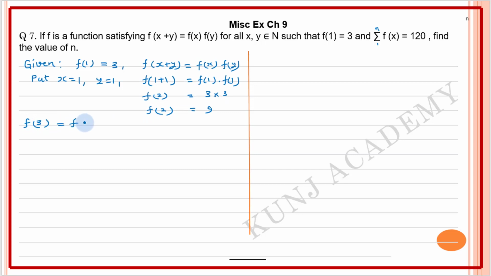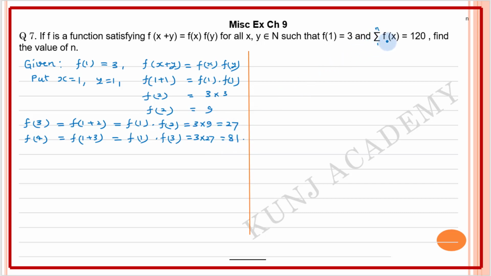f(3) = f(1 + 2) = f(1) · f(2), from this relation. f(1) is 3, f(2) is 9, so 27. f(4) = f(1 + 3) = f(1) · f(3), from this relation. f(1) is 3, f(3) is 27, so f(4) = 81.